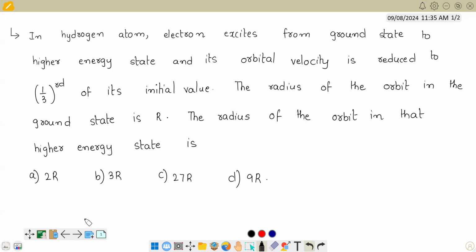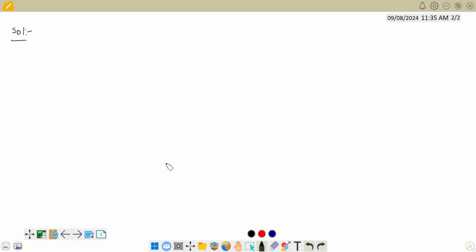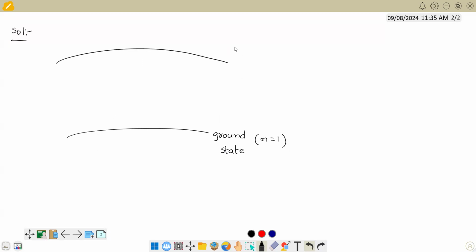So basically the electron is excited from one state to another state. Initially it is in the ground state, which simply implies n equals 1. From that it is excited to a higher state, and its orbital velocity became one third. So that means V2, whatever the orbital velocity here is, is one third of V ground.